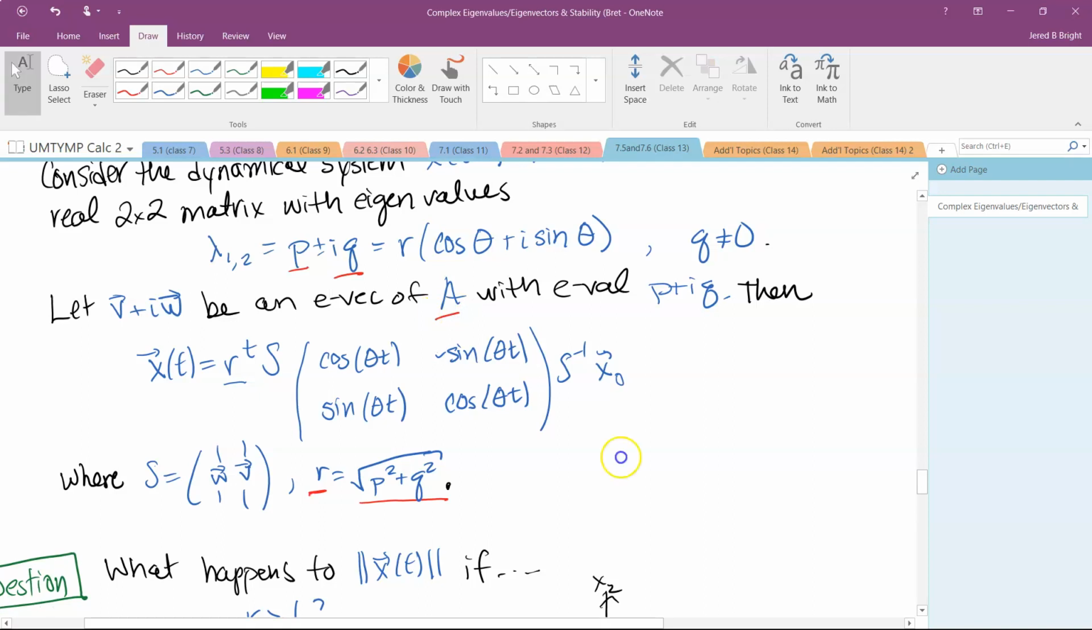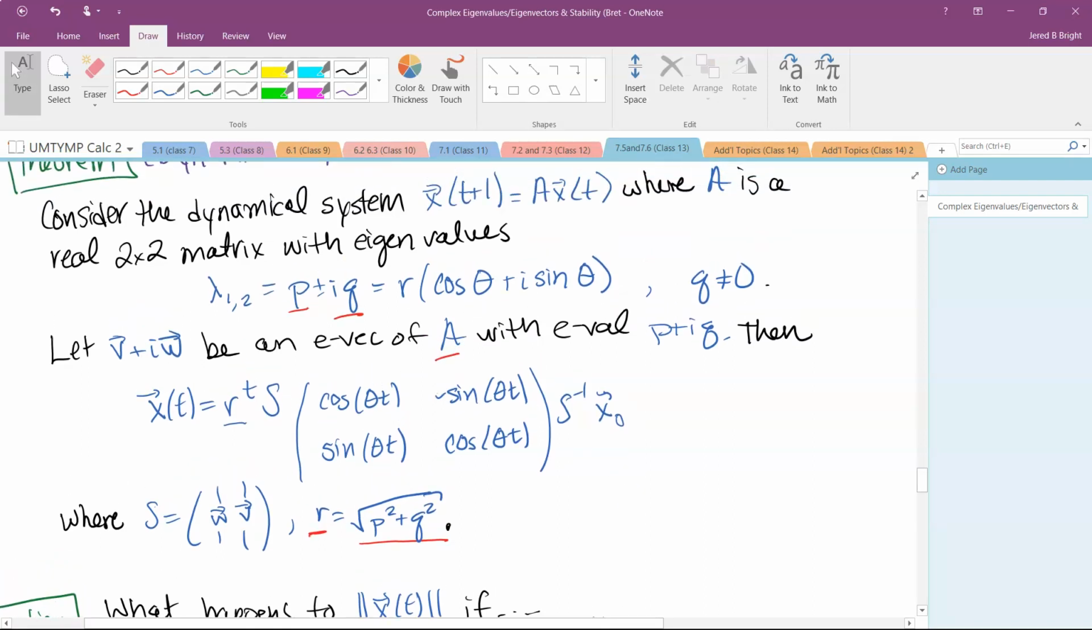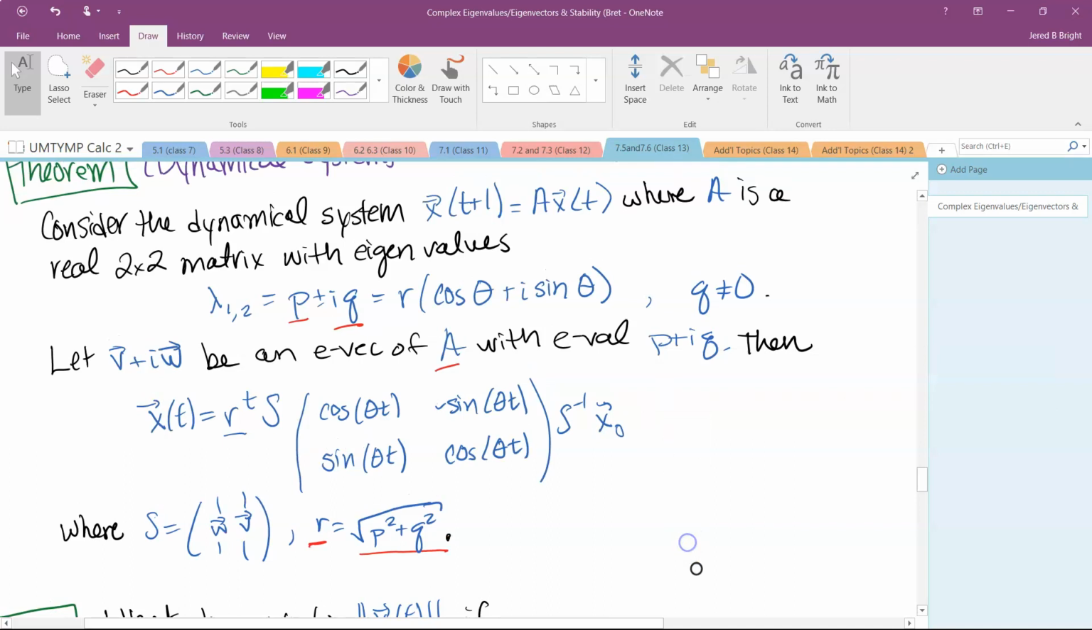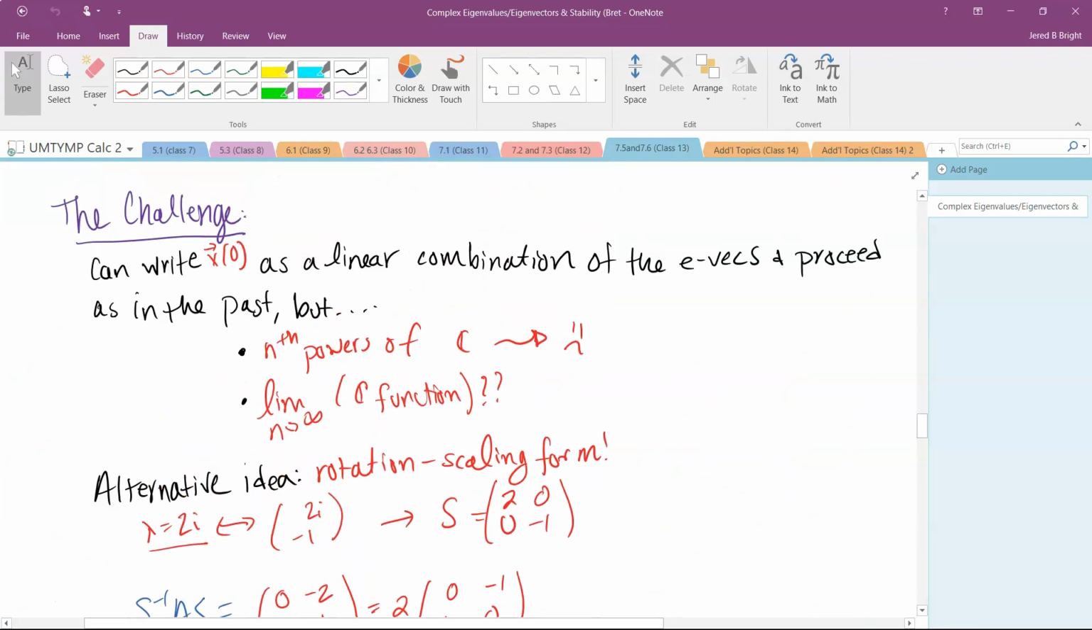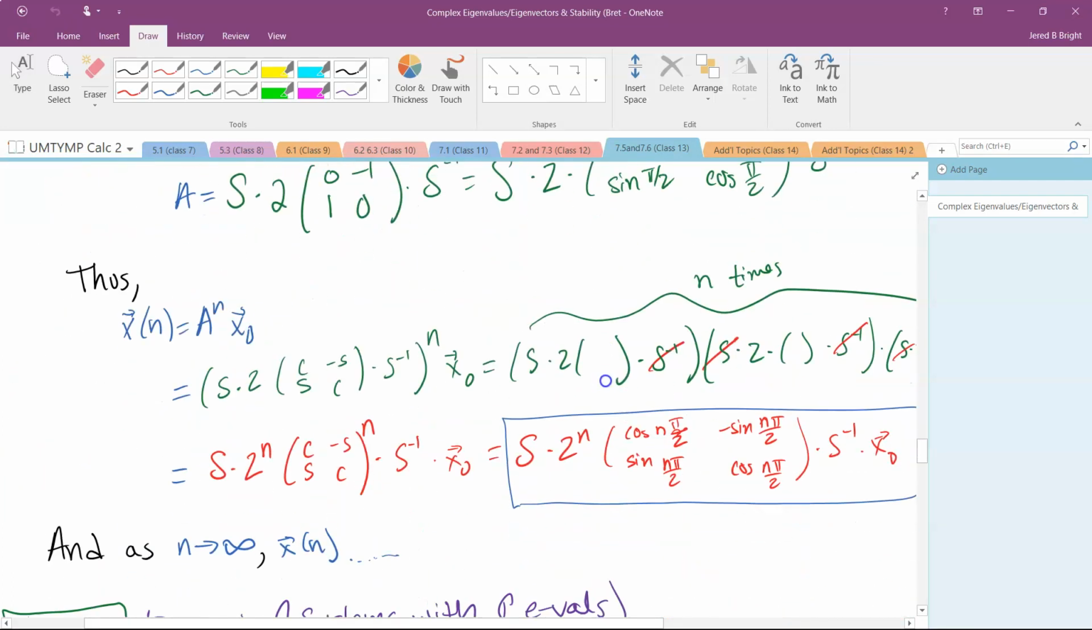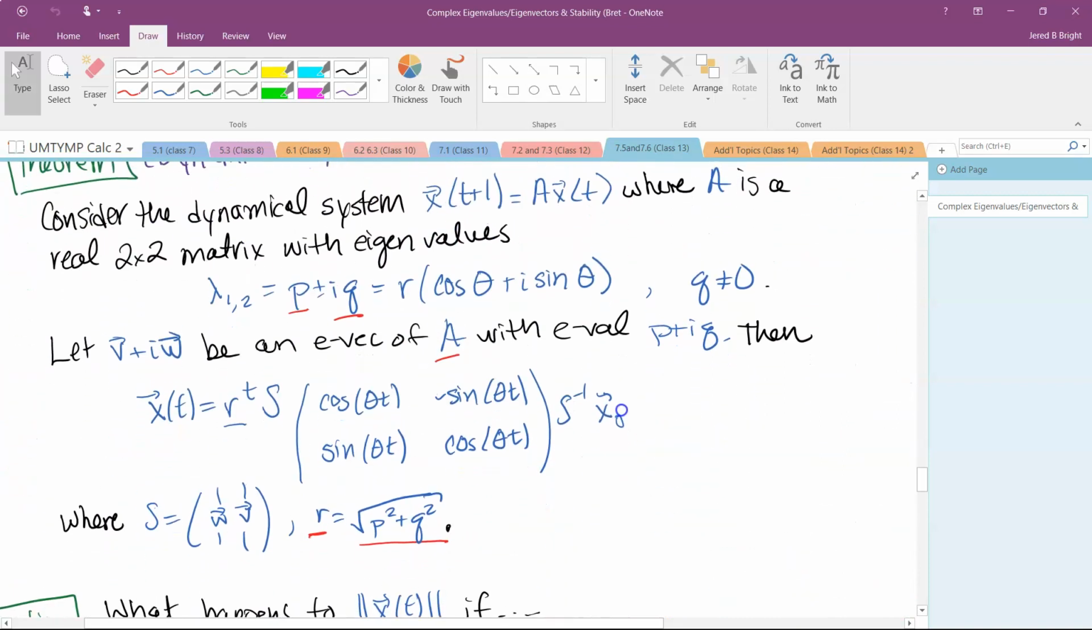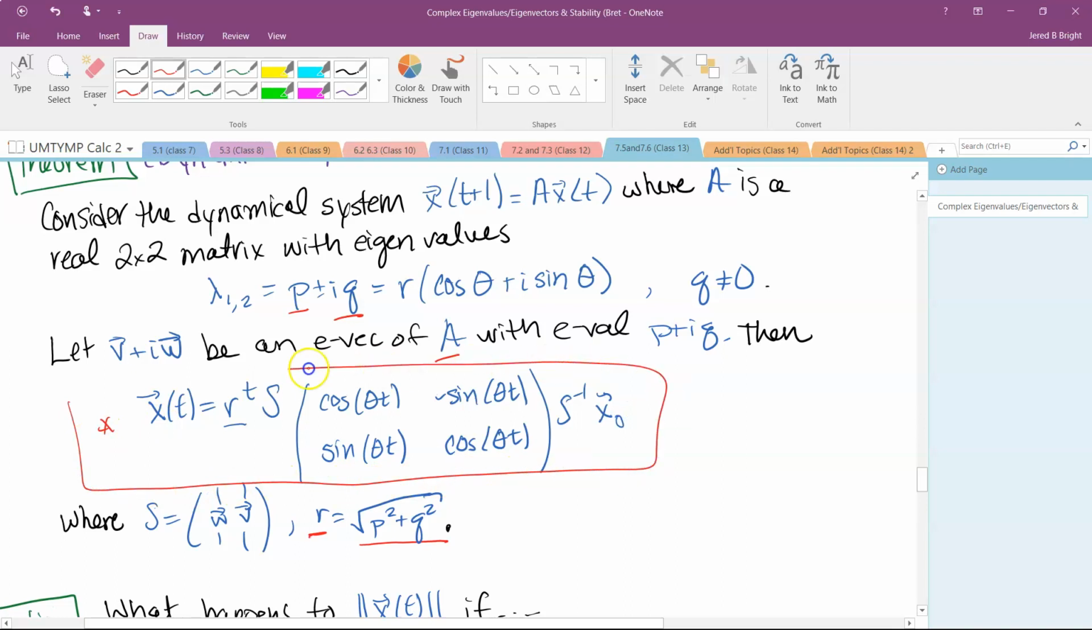Okay, so that's a summary of this, and now in the next video we're going to look at the long-term behavior of this. This is just kind of a summary of what we captured through this example up here. But keep this form in mind. We will be using it frequently in class, in group work, and then also in your homework.